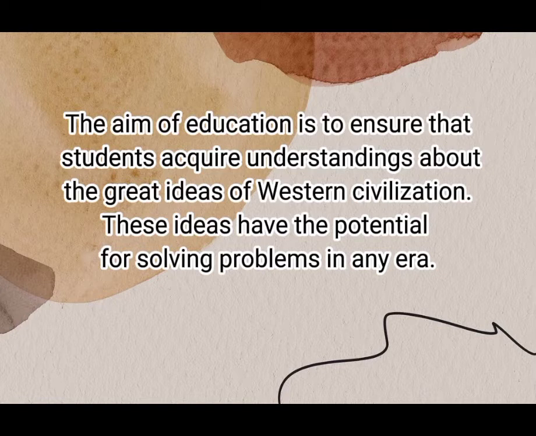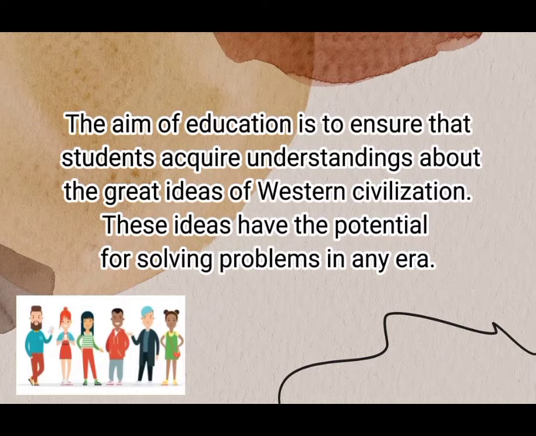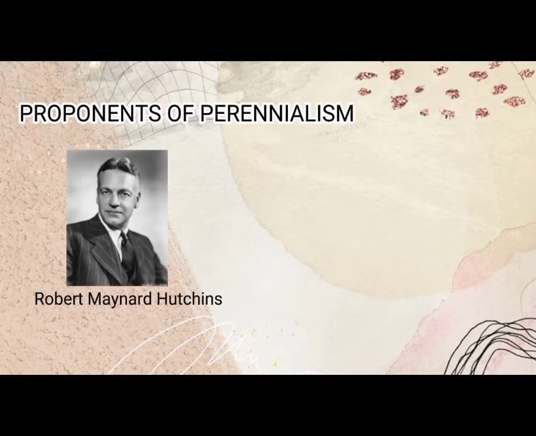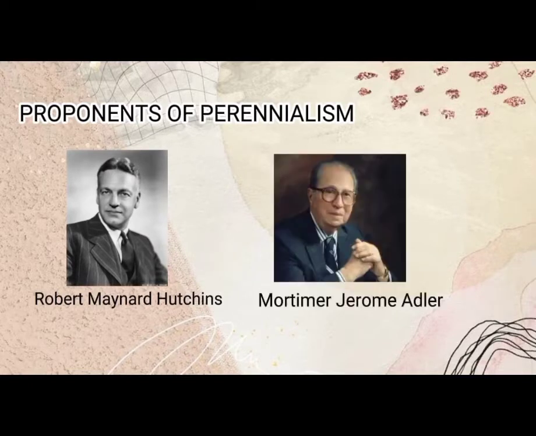Teaching these unchanging principles is critical. Humans are rational beings and their minds need to be developed. Thus, cultivation of the intellect is the highest priority in a worthwhile education. Proponents of perennialism are Robert Maynard Hutchins and Mortimer Jerome Adler. Perennialists believe that students should read and learn from history's most supreme intellectuals.